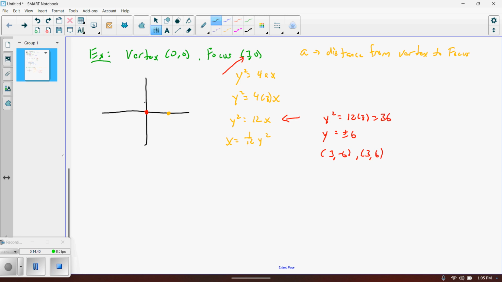So let's see here, 1, 2, 3, 4, 5, 6. And then I'm going to go out to exactly the same place that I had the focus, and that was 3. So (3, 6), and then (3, -6). And now we can basically sketch our parabola going through those 3 points.